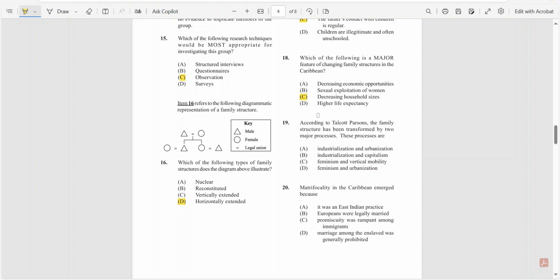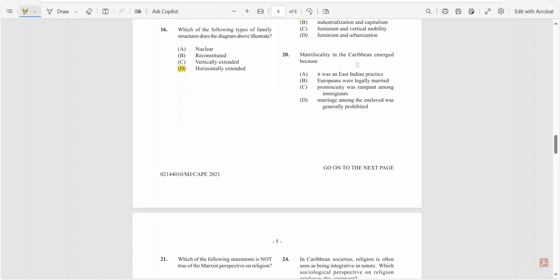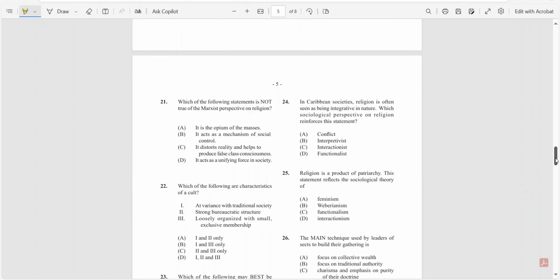According to Talcott Parsons, the family structure has been transformed by two major processes. These processes are, and we know that, industrialization and urbanization. Alright. Number 20, matrifocality in the Caribbean emerged from. Alright, so that's marriage among the enslaved who was generally prohibited. So they weren't allowed to get married. So when they had the children would stay with the woman and the woman would have authority over the family.